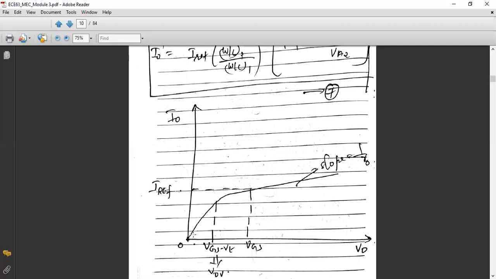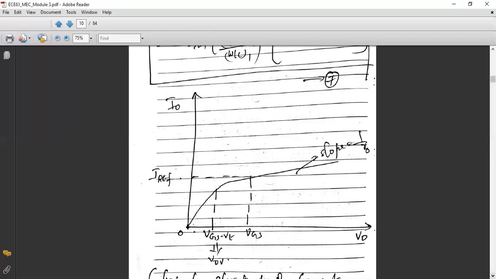But whenever V0 increases beyond VGS minus VT, that is your overdrive voltage, your I0 is almost saturated. That is, the output current becomes almost constant, and you don't have any drastic change in I0 with respect to variations in V0. Even though you increase V0 to a large value, you can still see a very small incremental change in I0. That incremental change in I0 is given by its slope, which is equal to 1 divided by R0. So this is the effect of V0 over the output current I0.